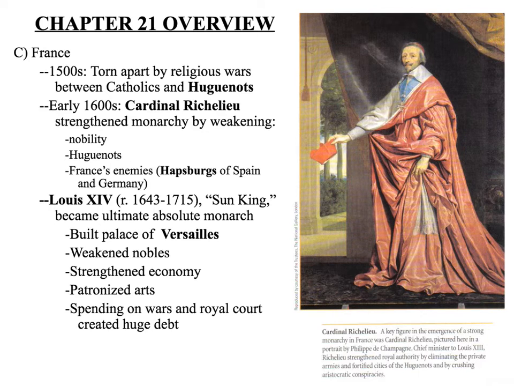Louis also weakened the nobles, as we see in the second point, and he did this by involving more middle-class people in his government. So previously, the nobles were the main advisors of the kings in France, but what Louis did was give more power to these well-educated middle-class men that he made his advisors and lawyers and bureaucrats, and they did most of the work in his government.